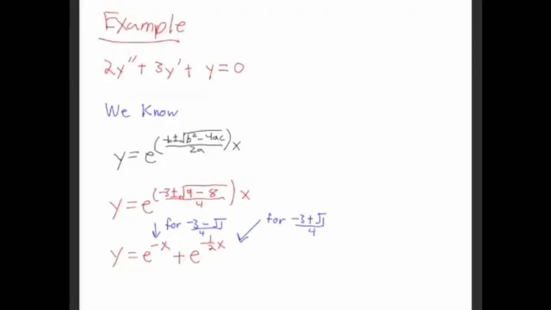So here's another example of it. 2 times y double prime plus 3y prime plus y is equal to 0. So put everything into the formula, and we get y is equal to e to the negative x, so that's the first solution. Then we add it to the second solution, which is e to the negative 1/2 of x.